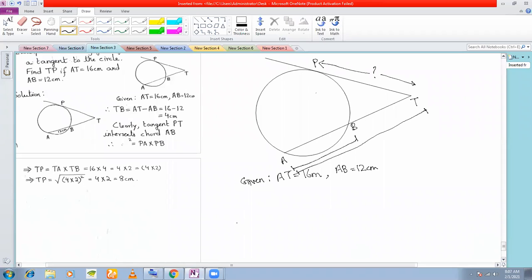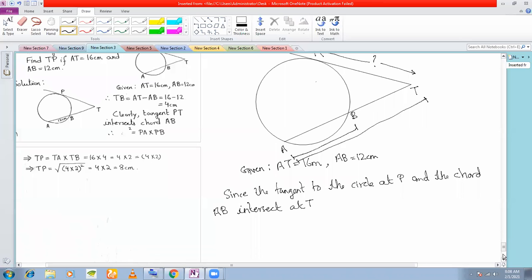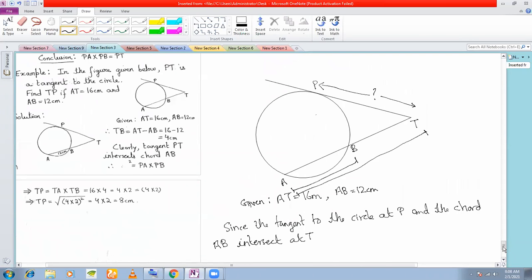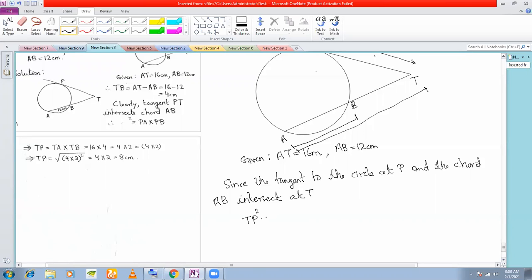Okay. From the theorem, we can write, since the tangent to the circle at P and the chord AB intersect at T. If these two intersect, then I can write the length of the tangent, which is TP square, must be equal to the product of the length of the segments of the chord.